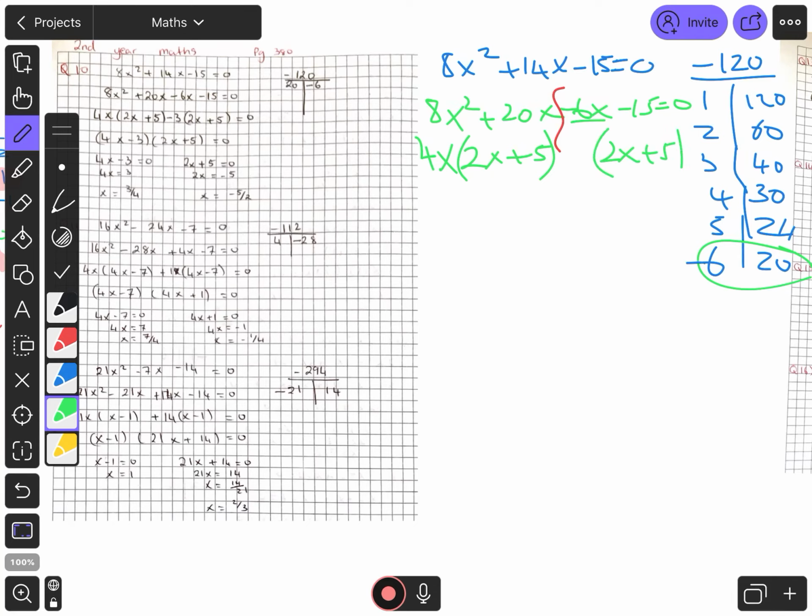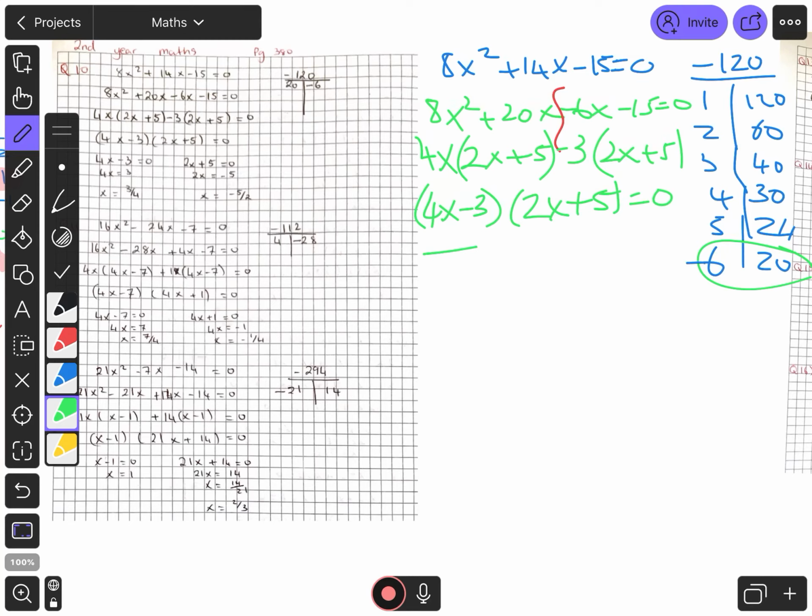Okay, and I can see that I've divided both of these by 3. So I've taken out a 3. Sorry, the signs have also changed. So if the signs have changed, I know I need to take out a minus. So my last line, 4x minus 3 and 2x plus 5.